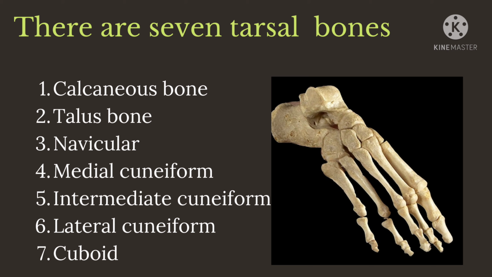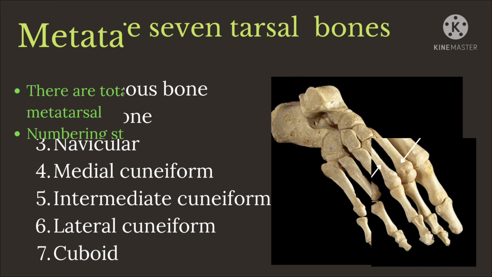We have studied the calcaneus bone, second was the talus bone, third we have studied the navicular bone, which was a boat-shaped structure, and fourth, fifth and sixth were the cuneiform bones, where we studied the medial cuneiform, intermediate cuneiform and the lateral cuneiform, and the last one was the cuboid bone. So these were the 7 tarsal bones.